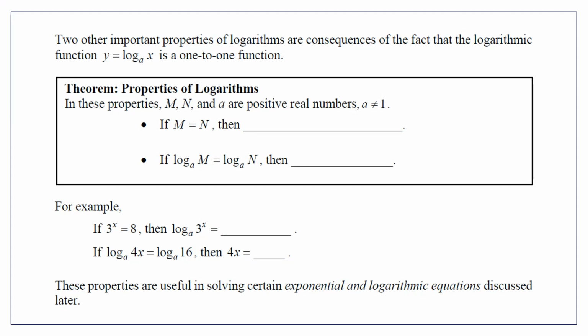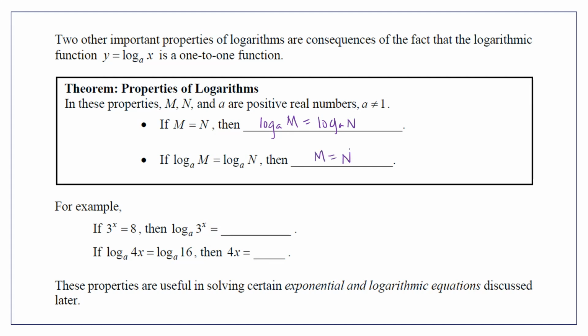So two other important properties of logarithms are consequences of the fact that the logarithmic function y equals log base A of x is a one-to-one function. So in these properties, m, n, and a are positive real numbers and a does not equal 1. So if m equals n, then the log base A of m equals the log base A of n. If log base A of m equals log base A of n, then m equals n.